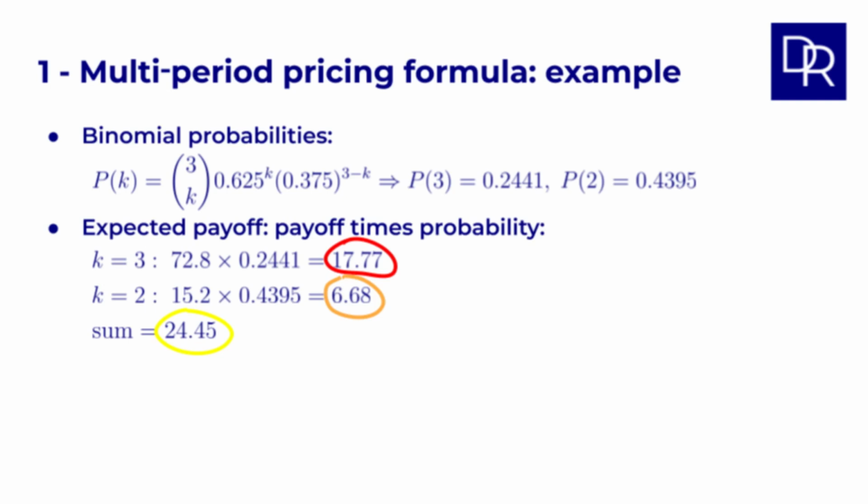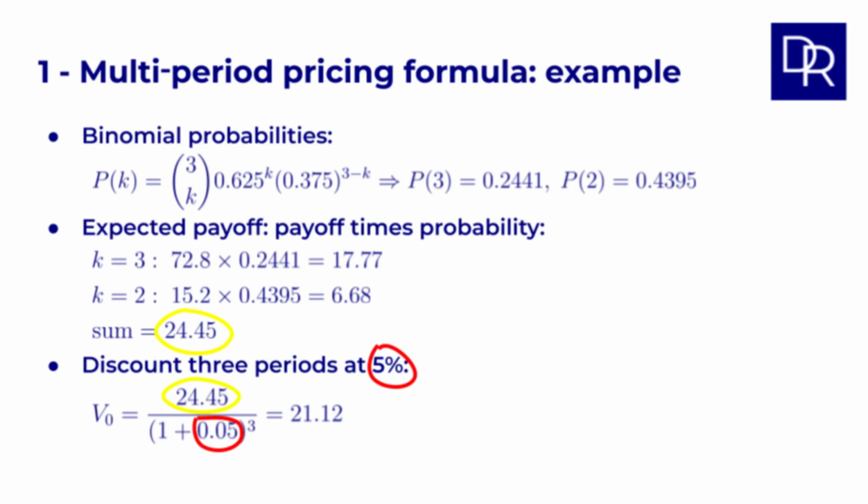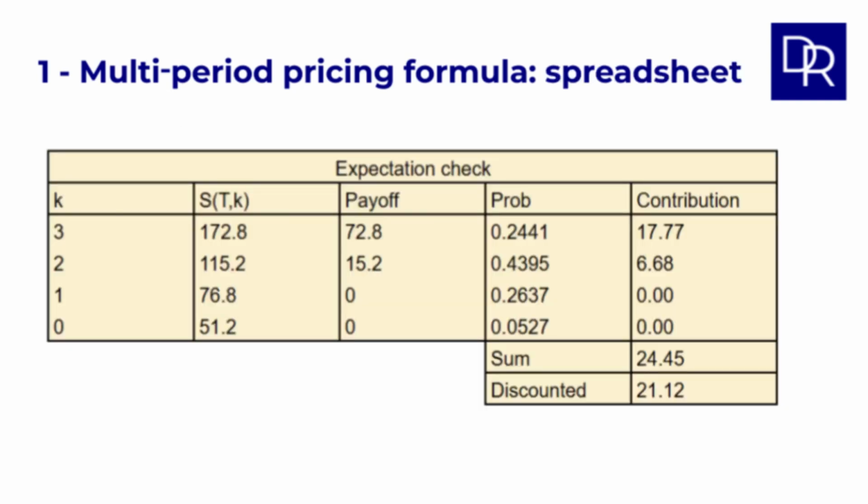That is the payoff at the expiration of the option at time t equals 3, but we want to know the value of the option at time t equals 0. So we discount the payoff for 3 periods at the risk-free rate of 5%. So we've used the expectation method to work out the value of this call option as 21.12. Full details of this example can be found in the attached spreadsheet.